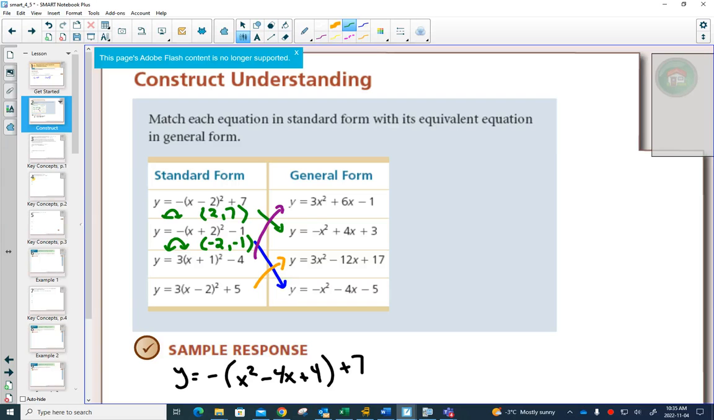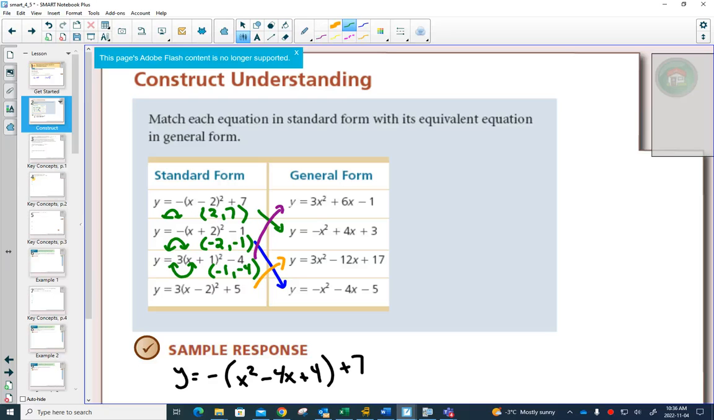The third one, I know that my vertex is at -1, -4, and I know that it opens up, and because of the 3 in front, instead of the 1, 3, 5, it would have 3, 9, 15.